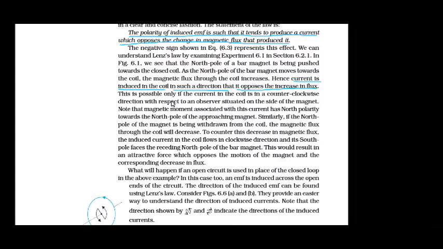What will happen if it is an open circuit? One more thing they have told: when the north pole is moving towards the coil, the magnetic flux is increasing and its polarity is north polarity, and the induced current flows in such a direction that it opposes the increase in magnetic flux. On the other hand, when the north pole is moving away from the coil, it is south polarity and the magnetic flux decreases, and again the current is induced in the coil and it opposes the decrease in magnetic flux. So that's it for this paragraph.